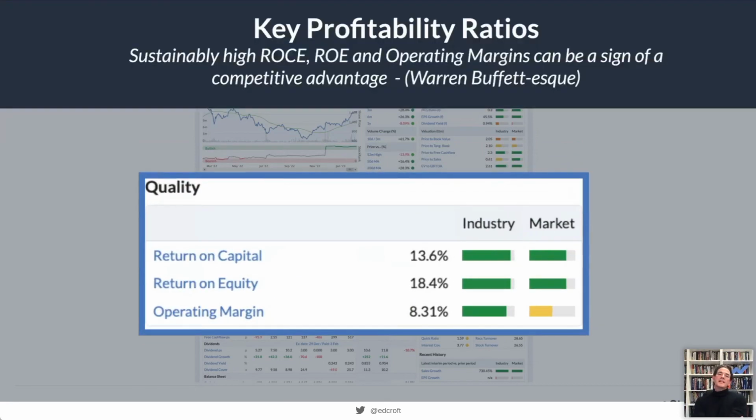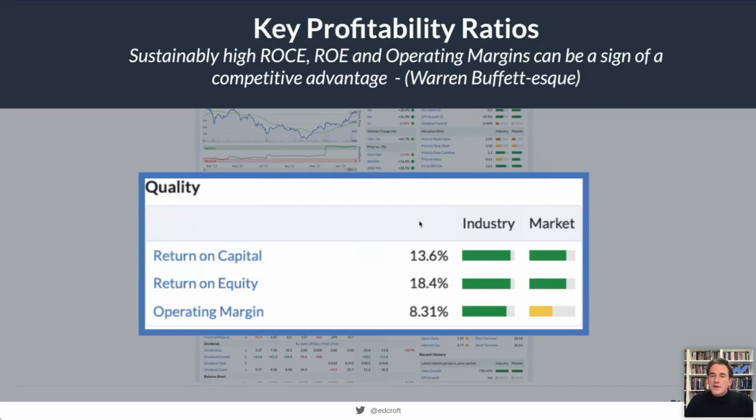Okay, quality. Now, these are the key profitability ratios, and any company with sustainably high return on capital, return on equity, and operating margins may be a sign of a competitive advantage or a more Buffett-esque company. You'll want to look at the history too, which we'll come to in a minute. Companies with high returns on capital, if they can borrow at a lower rate than their return on capital, may be able to borrow and gear up a bit and drive more earnings per share growth. Great companies reinvest their capital at this kind of rate of return. Scalable businesses with high returns on capital can be fantastic businesses, but they do attract competition, so that's worth bearing in mind.